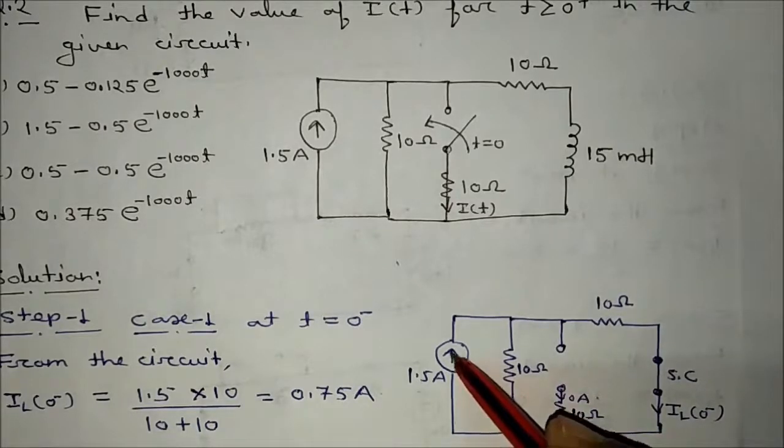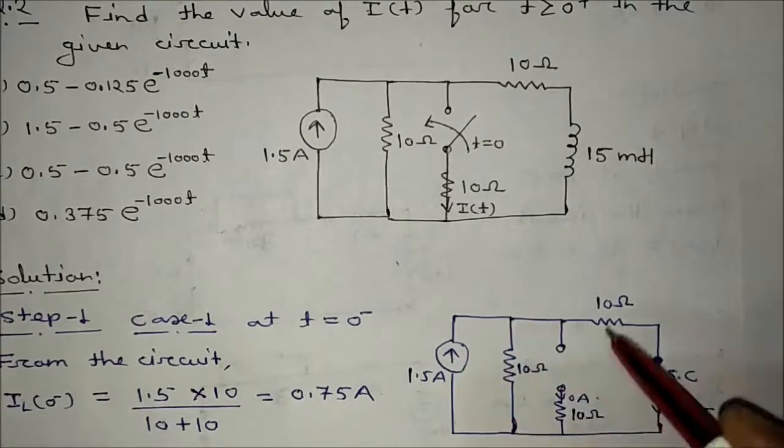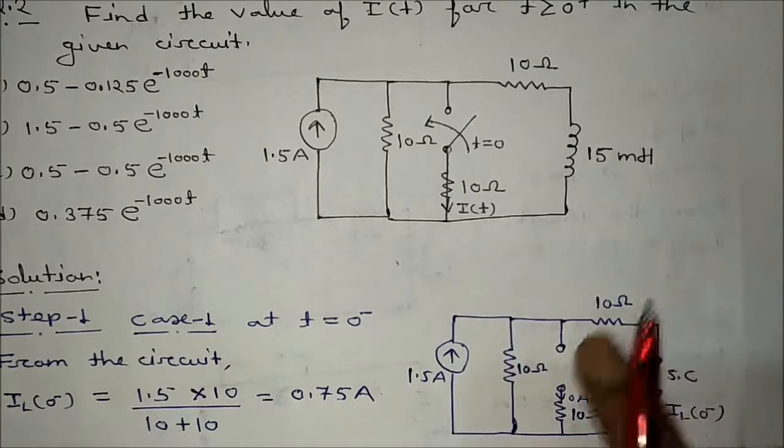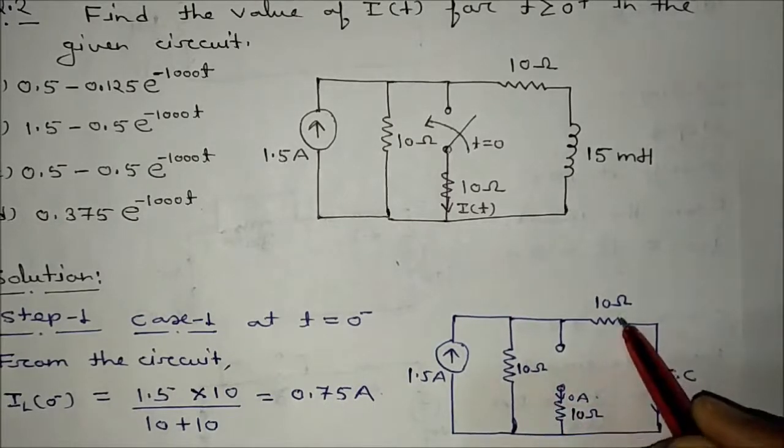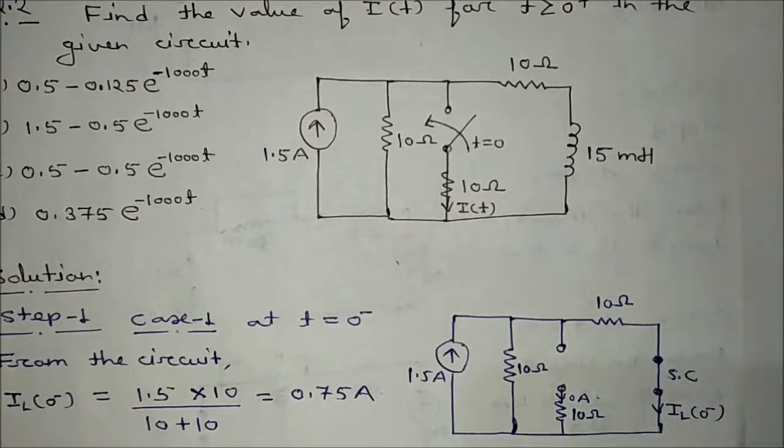This is a current source, there is this resistance and there is this resistance. These two resistances are in parallel. This current source current will divide equally. Why equally? Because this is 10 ohm and this is 10 ohm, so with equal division you will get 1.5 divided by 2, that is equal to 0.75 ampere. So iL(0 minus) will be 0.75 ampere.